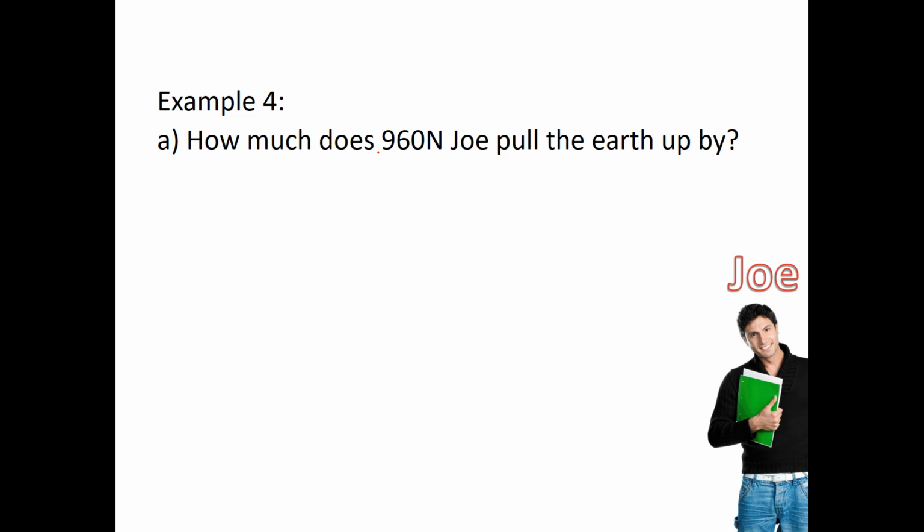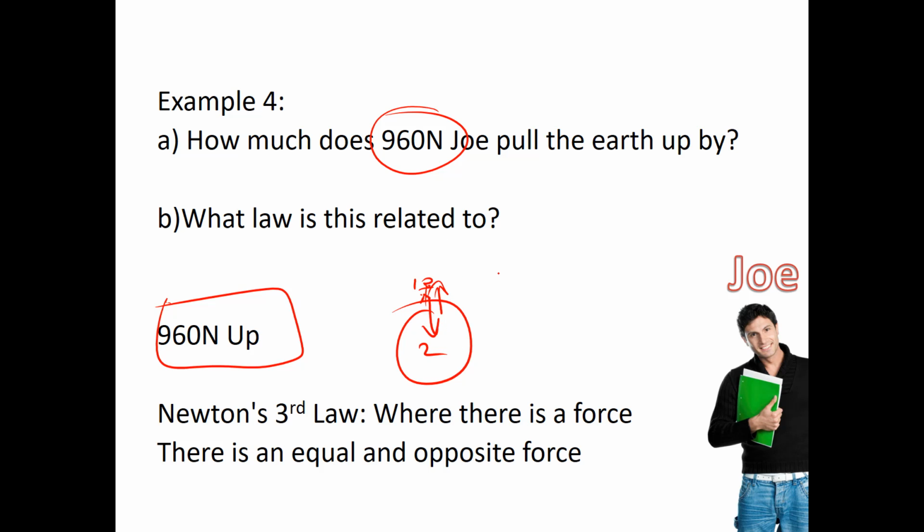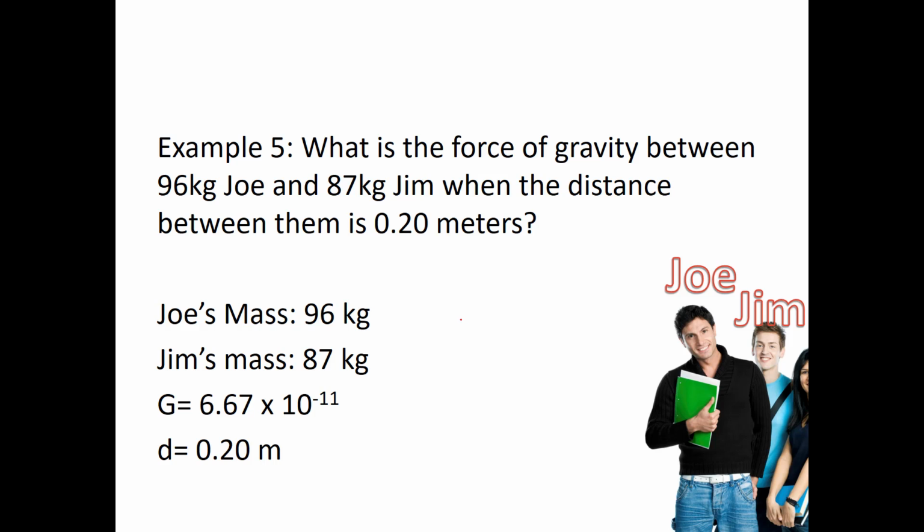Okay, here's another question that deals with Newton's third law. The Earth pulls Joe down by 960 newtons. Does the Earth pull Joe up by less, more, whatever? And your answer should be exactly the same. Newton's third law says when you have Joe on the Earth, the Earth is pulling Joe down, but Joe is also pulling the Earth up, and they're going to be equal and opposite. Joe's mass 1, Earth's mass 2, equal and opposite forces. And it's related to the third law.